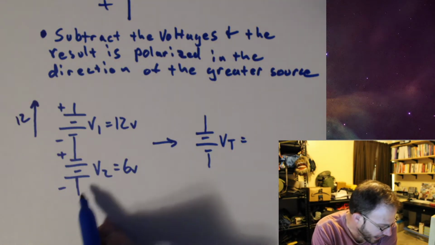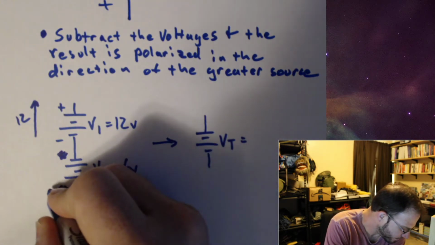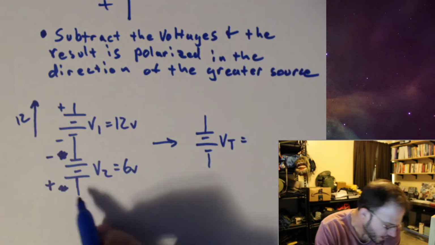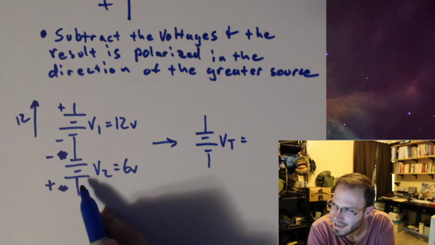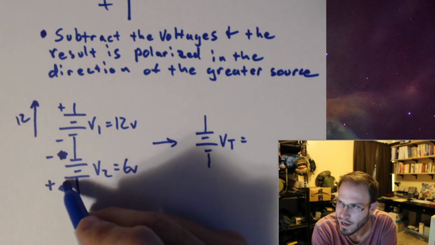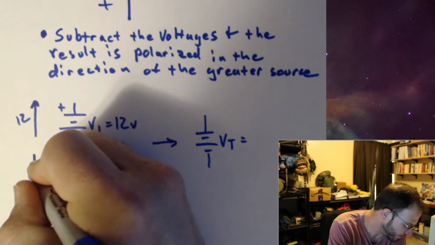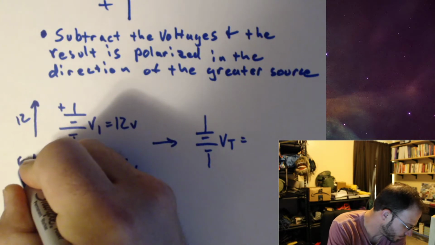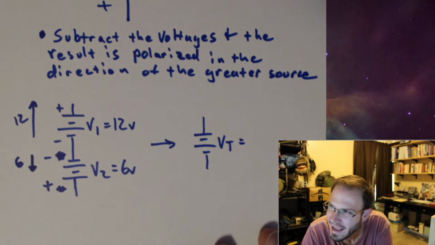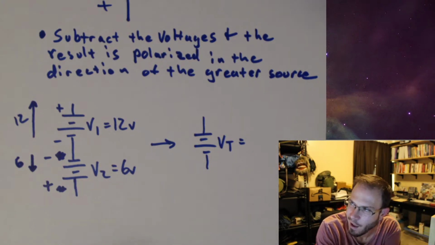And then look at this bottom voltage source. It is pushing with a magnitude half of this first one in a downward direction because its polarity is flipped. And if you go ahead and add up the vectors, what you end up with is 6 volts pushing in an upward direction.